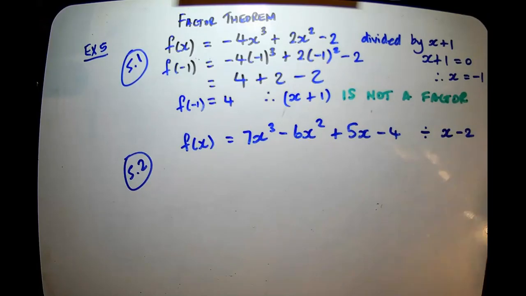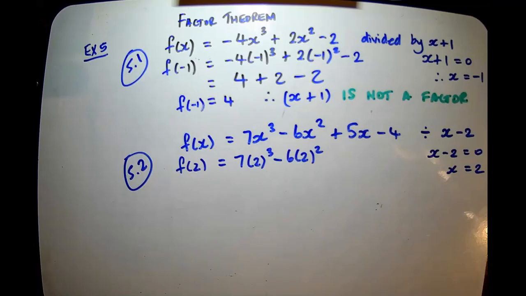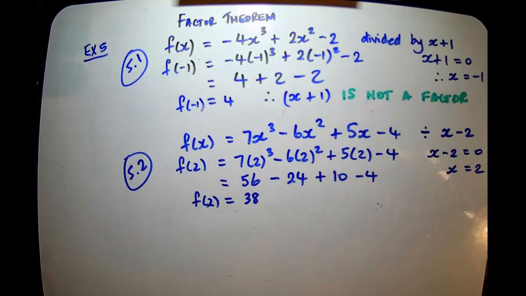We have to solve for x. So, solving for x, we'll get an answer of 2. We're then going to substitute f of 2 into the equation. After substituting on our calculator, we will get the following numbers. Now, all that into a calculator, we get f of 2 is equal to 38.